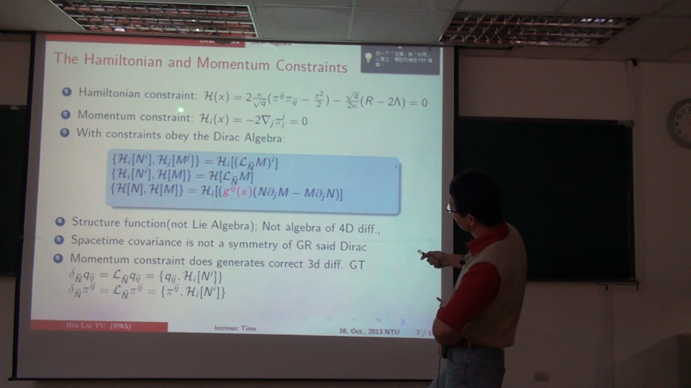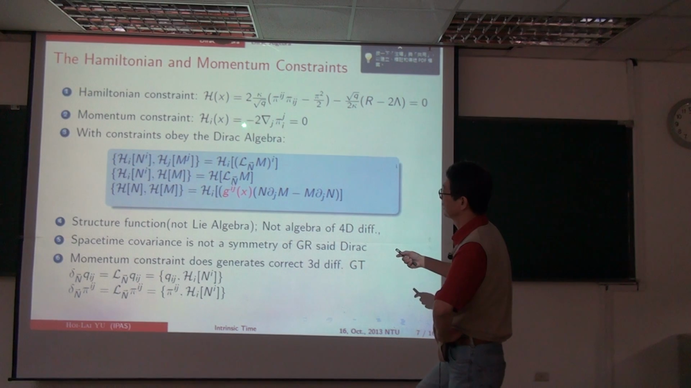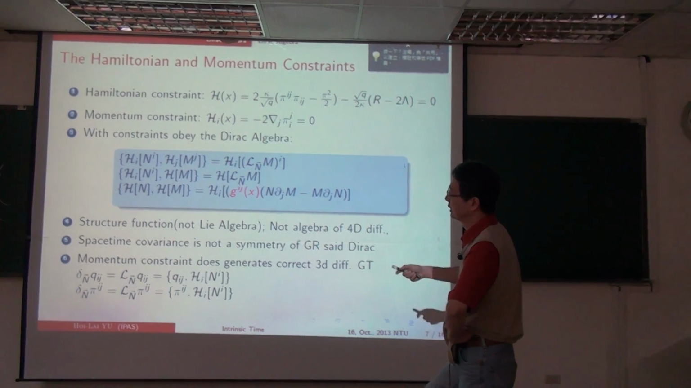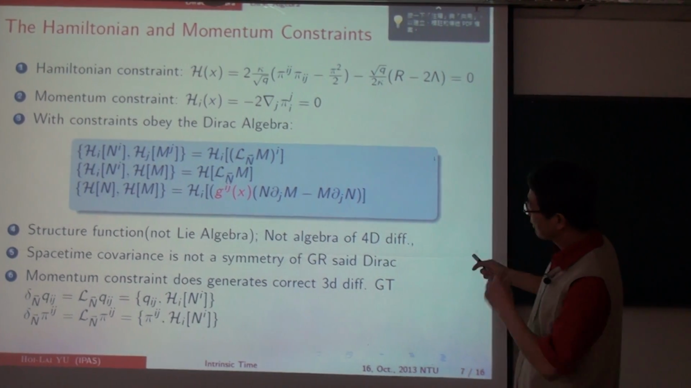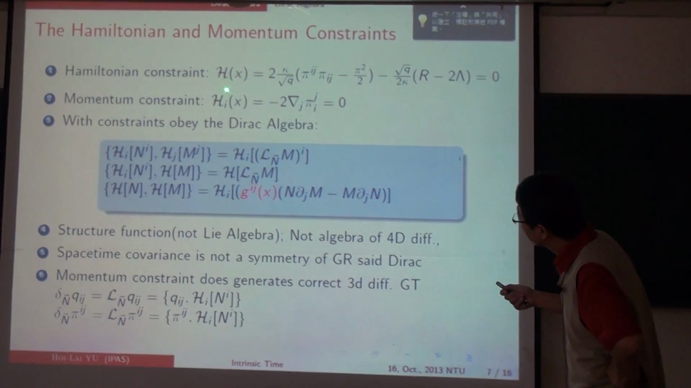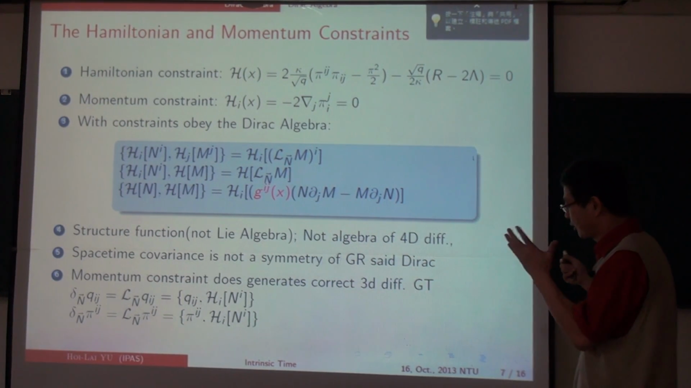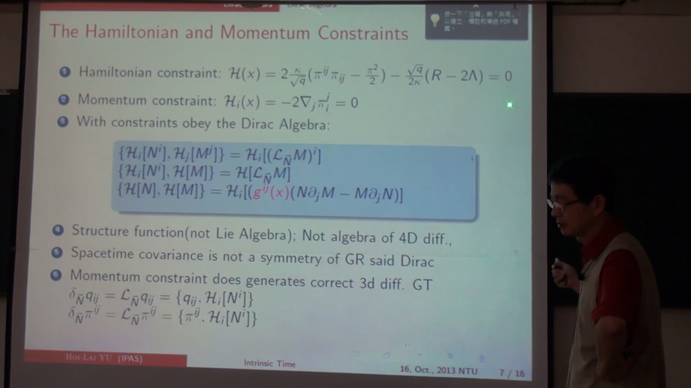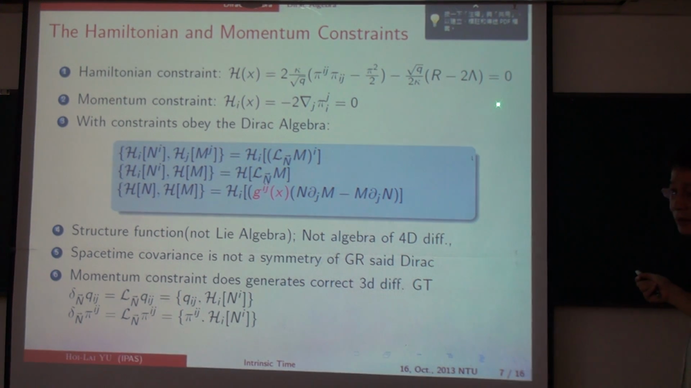Now, here you get the Hamiltonian constraint and momentum constraint. This momentum constraint is just like Gauss law in QED. They generate the corresponding diffeomorphism transformation. But however, the Hamiltonian is a constraint, so it's equal to something, which is equal to zero. And the whole point is it's zero everywhere. Hamiltonian is zero everywhere.